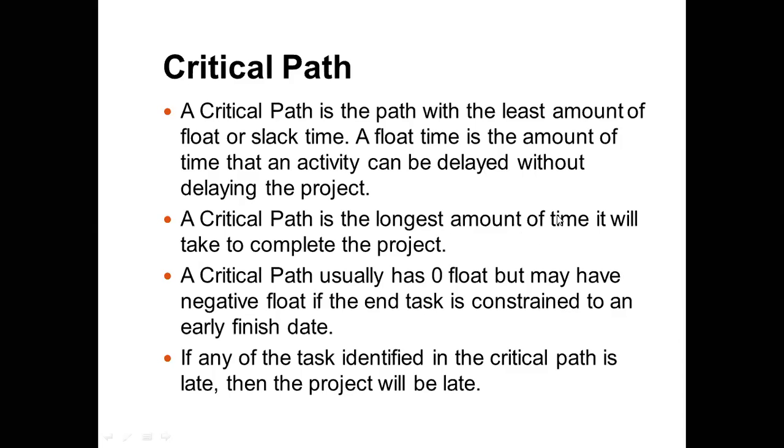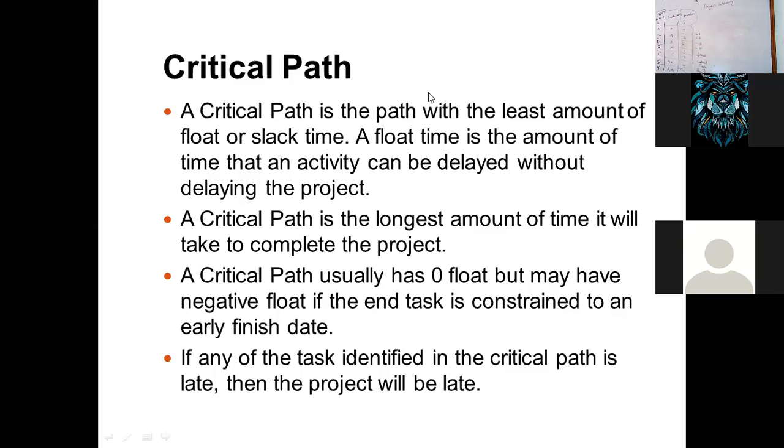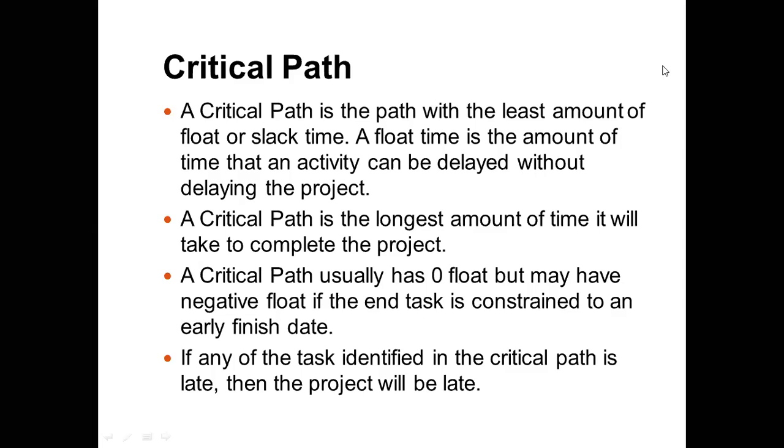A critical path usually has zero float, but may have negative float if the end task is constrained to an early finish date. If any task identified in the critical path is late, then the project will be late. If any activity gets late, naturally the project will be late. I hope now everybody is clear with what is critical path.